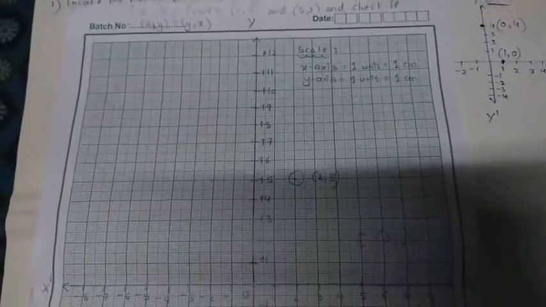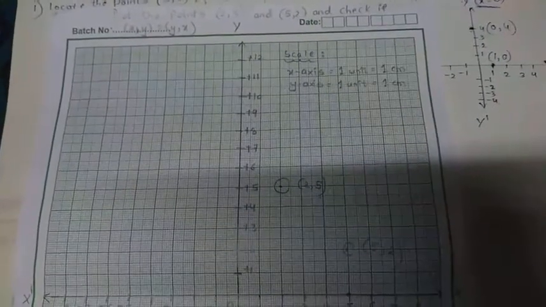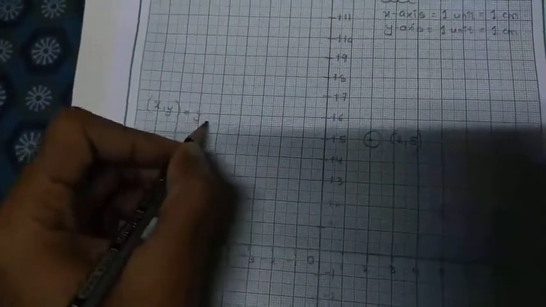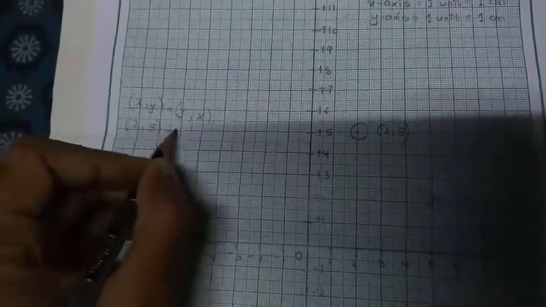Okay, clear? So next we have to plot 5, 2. First you have to go on the x-axis, that is positive 5, and 2 steps above. So this is 5, 2. Now we have plotted the points 2, 5 and 5, 2, and the question doesn't end here. They have also asked to check whether x, y is equal to y, x. That is, in the given problem, you have to check whether 2, 5 is equal to 5, 2.